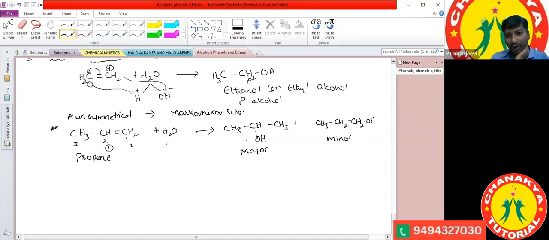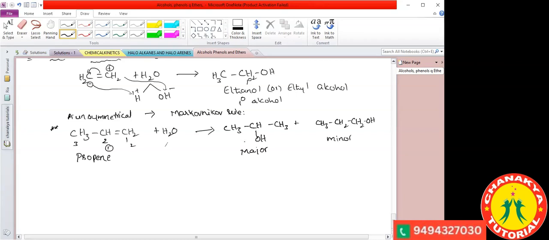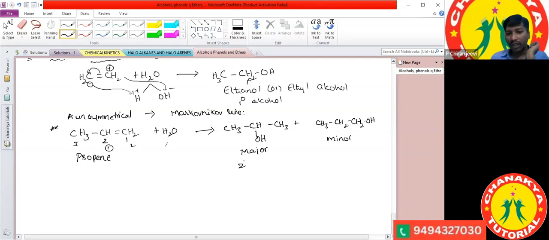Whatever the alcohol formed, either it is primary or secondary or tertiary. Secondary, sir? Very good, Ritu. It is secondary alcohol. Secondary alcohol is the major product here.